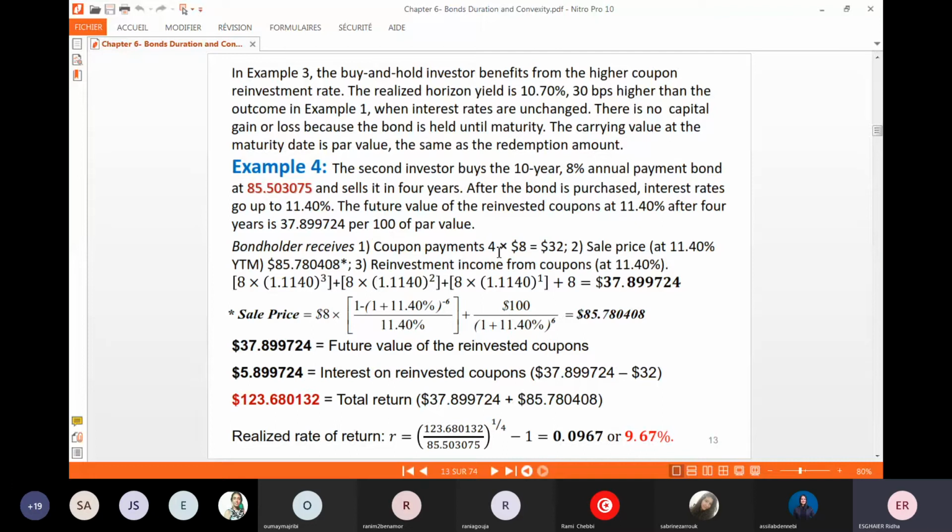Why here is the realized return of this investor less than his realized return in the second case? Simply because in example 4 two things happened. First, the future value of the reinvested payments goes up because the reinvestment rate increased, and this is a good thing.